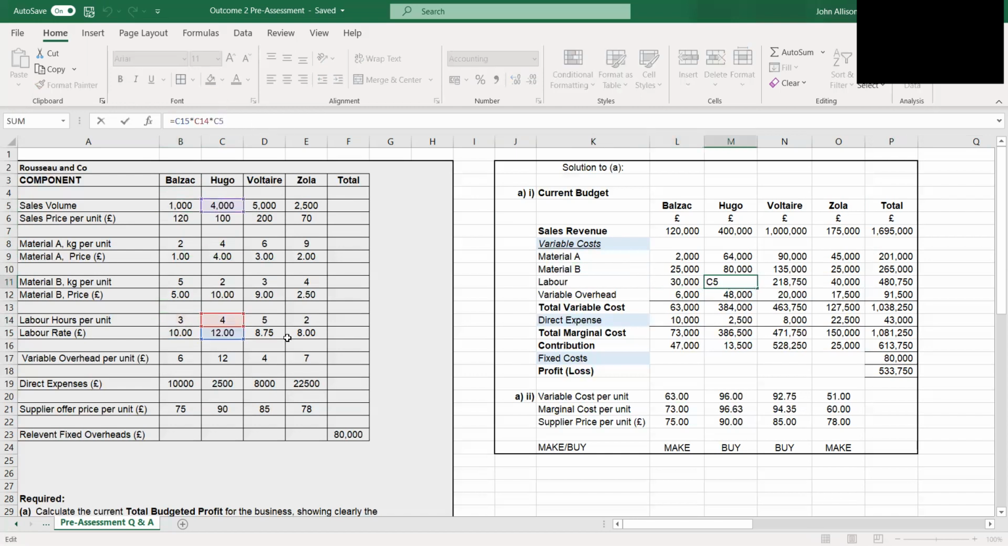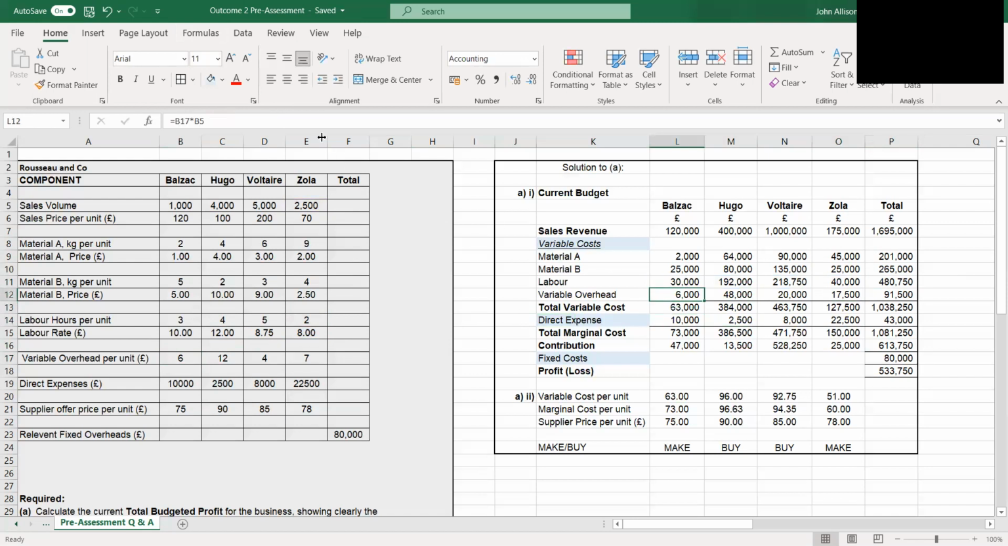Same with Hugo, it's going to be 4 hours per unit times £12 per hour times 4,000 units, which is going to give me 192,000. Same idea with Voltaire and Zola, just the volume times the labour hours per unit times the labour rate will give me the total labour cost for Zola. And again, to get the total labour cost of the company, add all these numbers up.